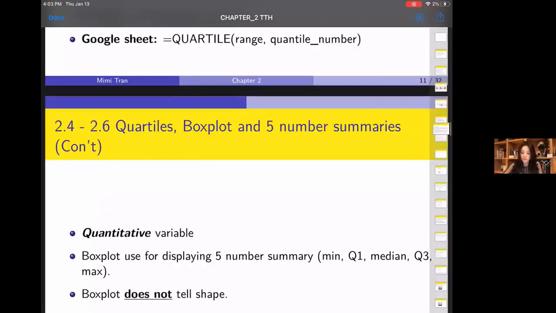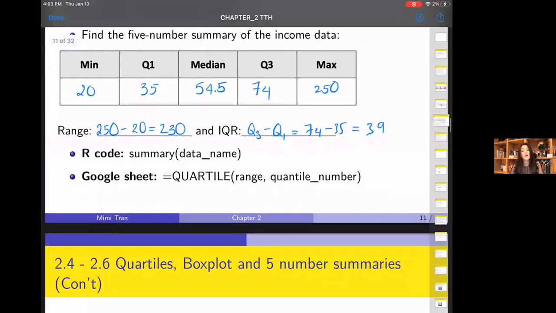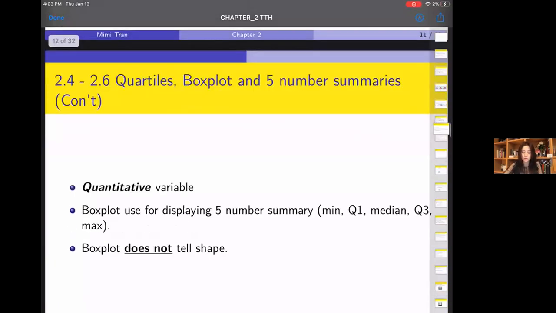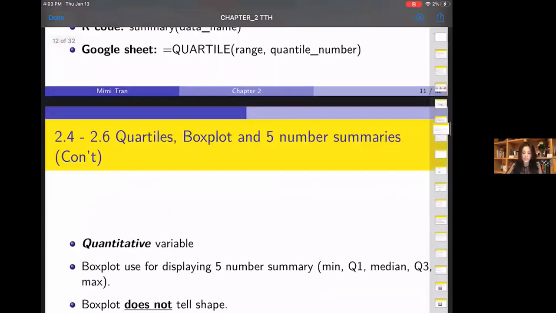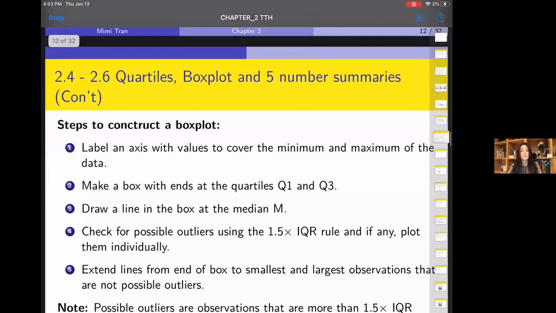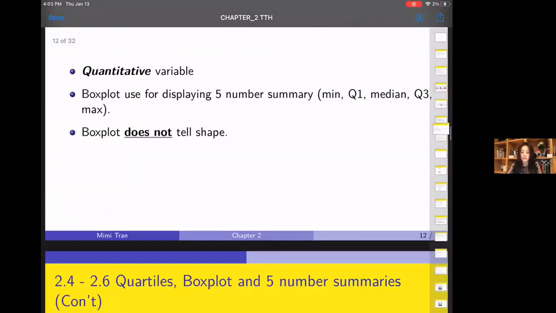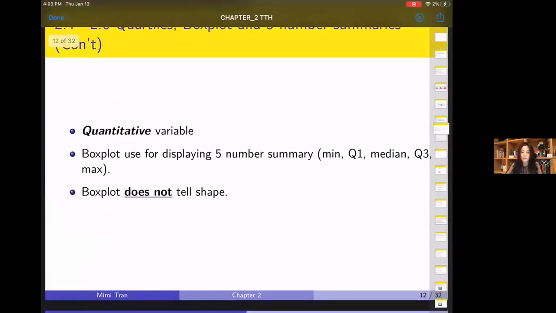So earlier I showed you how to do the 5 number summary by hand, and we did it in Google Sheets and R, and drew a box plot using R and Google Sheets. Next I'm going to show you how to construct a box plot by hand. But before that, there's a slide I need to talk about.